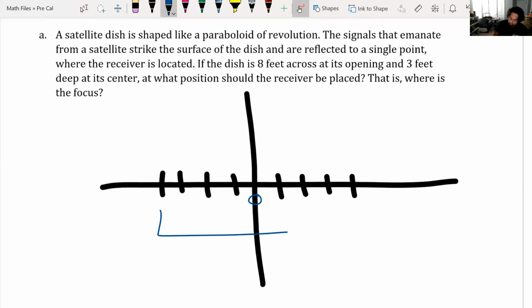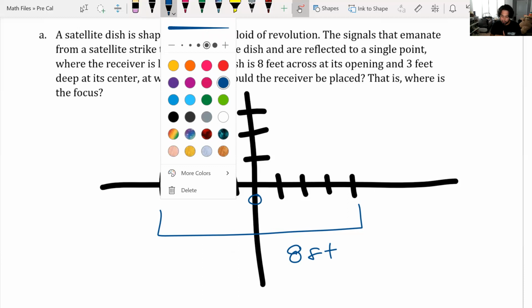This represents my 8 feet. Okay, but then also it says that the dish is 3 feet deep. So this means that from the base, our dish is 3 feet deep. So we're going to go up 1, 2, 3. So that will represent the depth of our satellite dish.